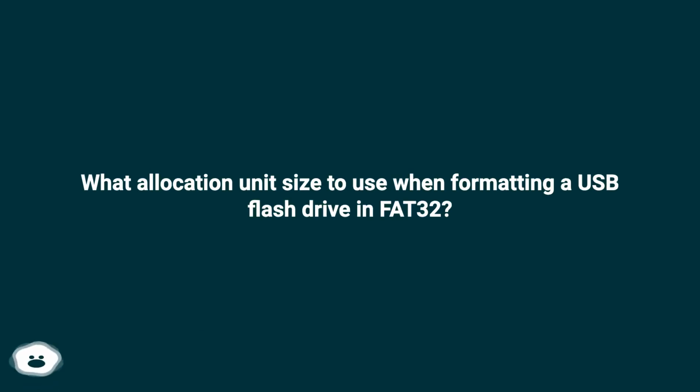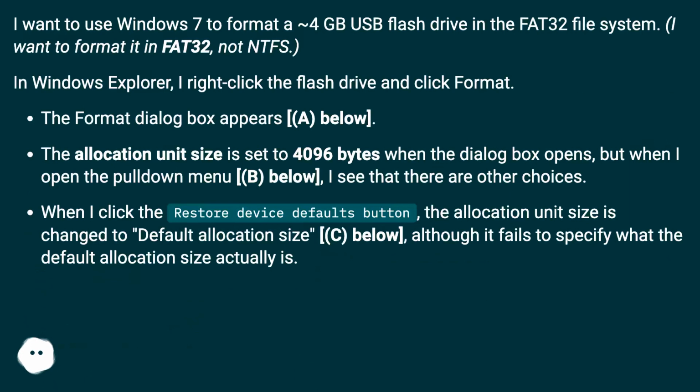What allocation unit size to use when formatting a USB flash drive in FAT32? I want to use Windows 7 to format a 4 GB USB flash drive in the FAT32 file system, not NTFS. In Windows Explorer, I right-click the flash drive and click Format. The Format dialog box appears, below.